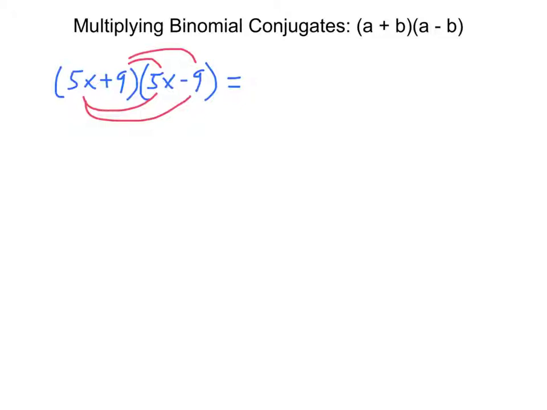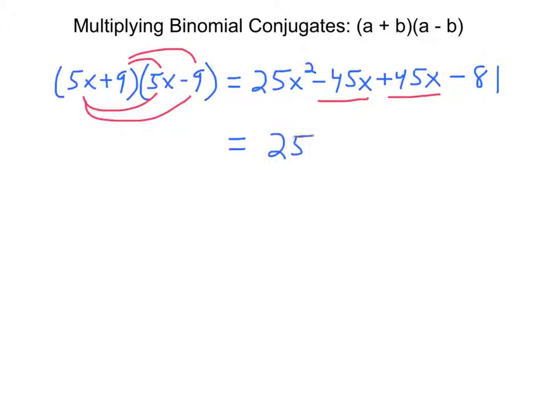So 5x times 5x is 25x squared. And then 5x times negative 9 is minus 45x. And then for the inners, we have 9 times 5x, so that's plus 45x. And then a positive 9 times a negative 9 is minus 81. And notice that the inners and the outers are opposites of each other, so they cancel out and add up to 0. So in our final answer, we just end up with 25x squared minus 81.